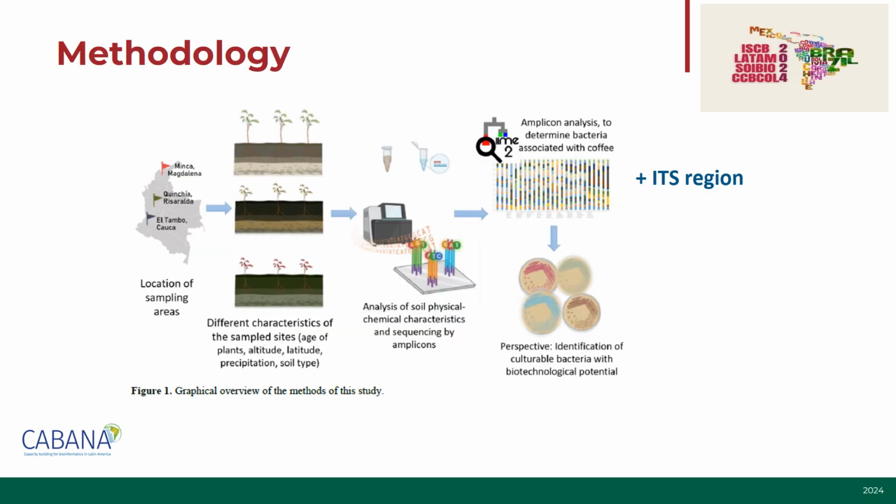For the methodology, we sampled the 3 sites that I mentioned, 2 farms per site, and we did 5 replicates per site sample. We performed sequencing by Illumina of the amplicons, the 16S amplicons, and the ITS regions for fungi. We also performed analysis of physical and chemical characteristics to try to correlate that with the species found in our analysis.